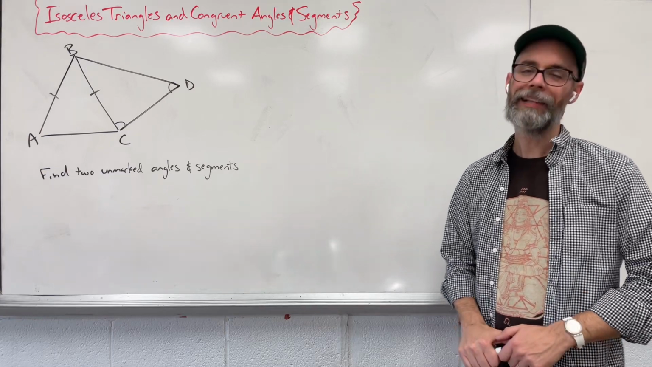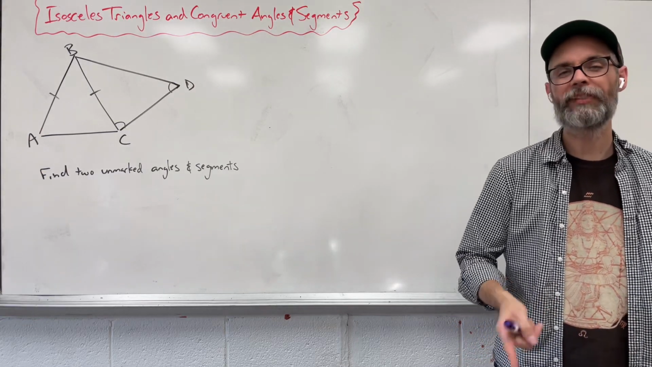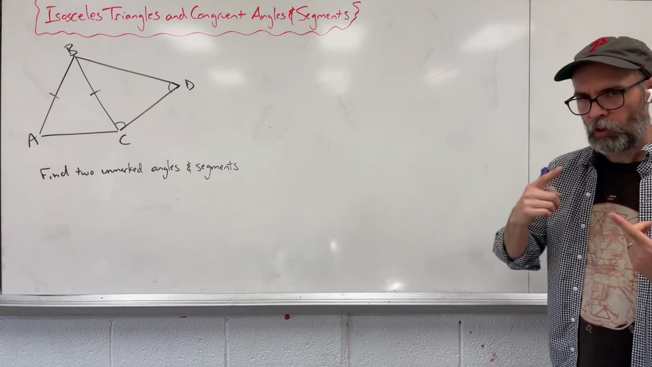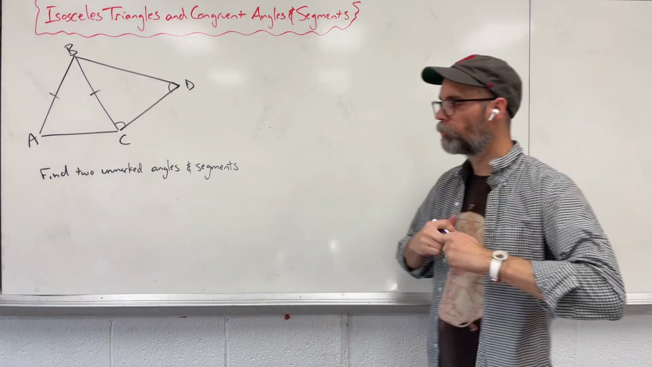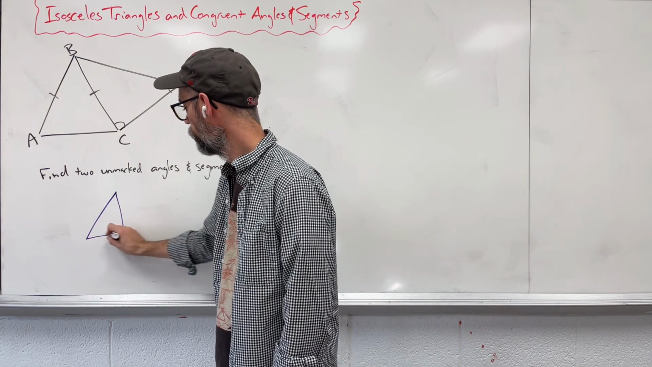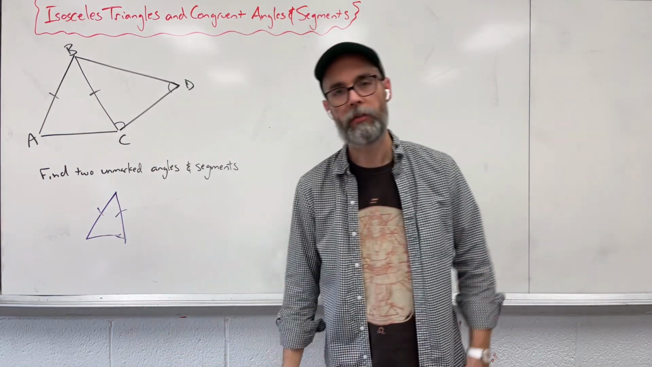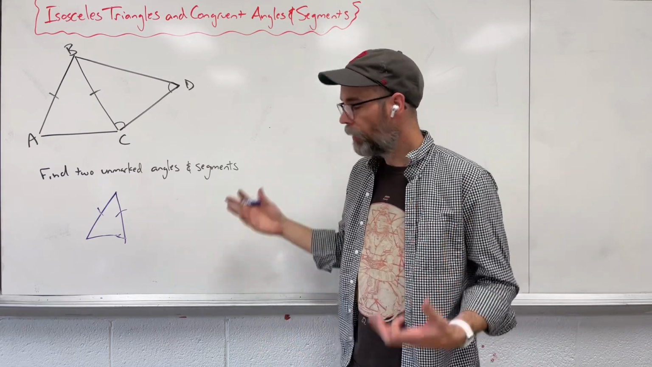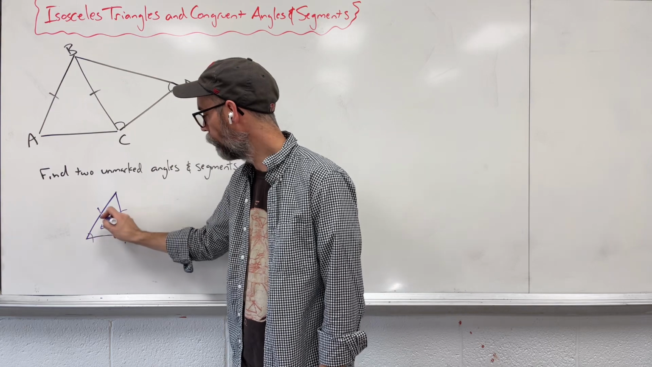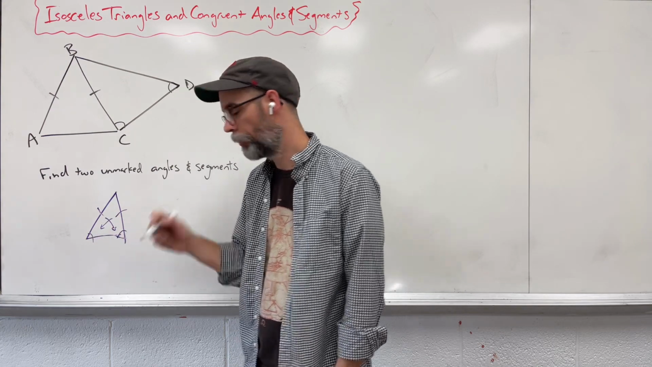Hi, today we're going to take a look at isosceles triangles and congruent angles and segments within those triangles. So before we figure all that out, what's an isosceles triangle? An isosceles triangle is a triangle that shares two sides that are the same. Now, within that, if you have two sides that are the same, the angles opposite are also the same.